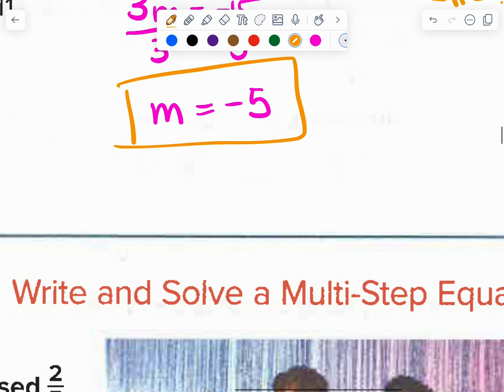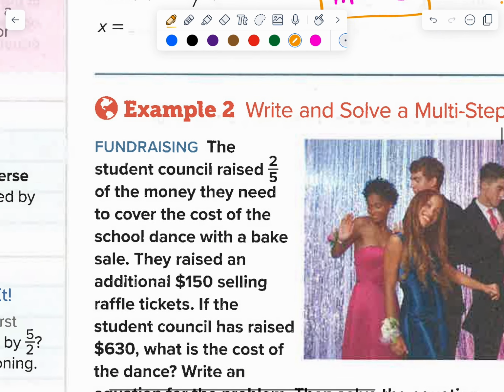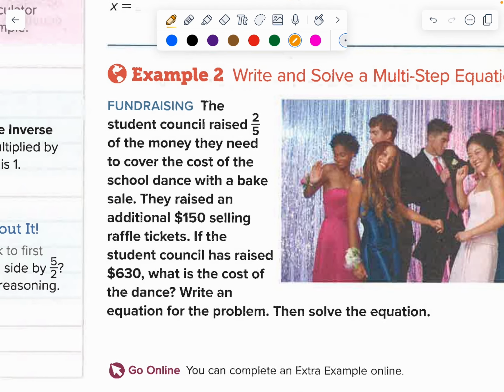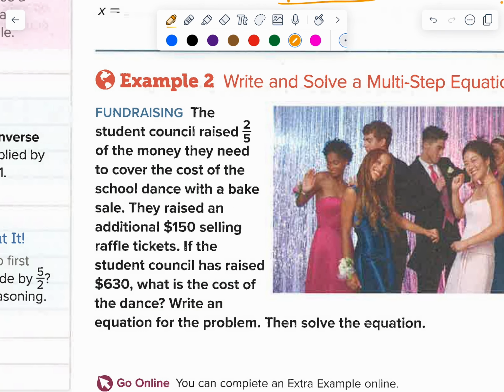Okay, so this next part, it says, student council raised 2/5 of the money they needed to cover the cost of the school dance with a bake sale. They raised an additional $150 selling raffle tickets. If the student council has raised $630, what is the cost of the dance? Okay, so first things first, we want to know what the cost of the dance is. How many fundraisers were there? There were 2.